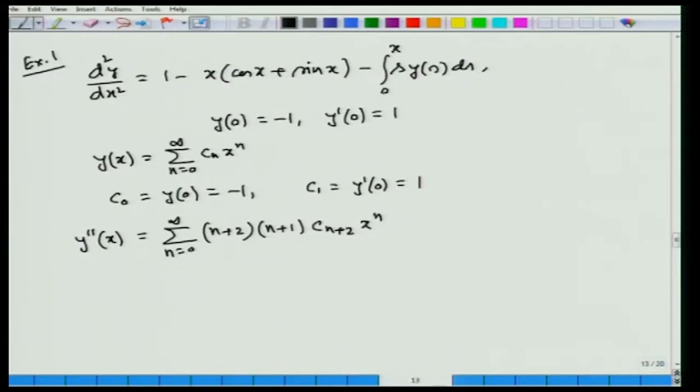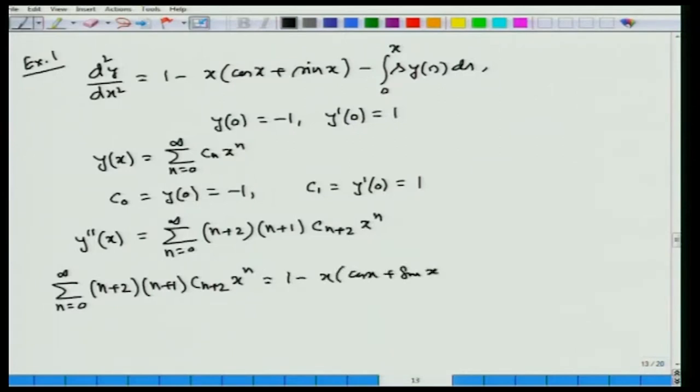Now, that means if we substitute y(x) equal to sigma n running from 0 to infinity c n x to the power n into the given integral differential equation, we will have this result that sigma n running from 0 to infinity (n plus 2)(n plus 1) c n plus 2 x to the power n is equal to (1 minus x) into cos x plus sin x minus sigma n running from 0 to infinity c n integral 0 to x s to the power n plus 1 ds.